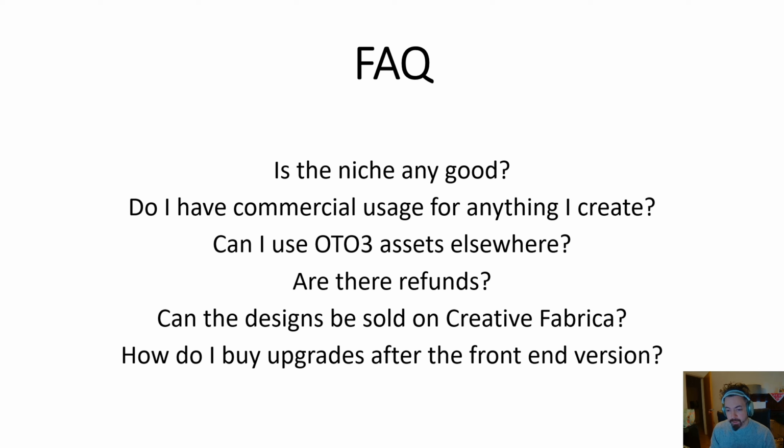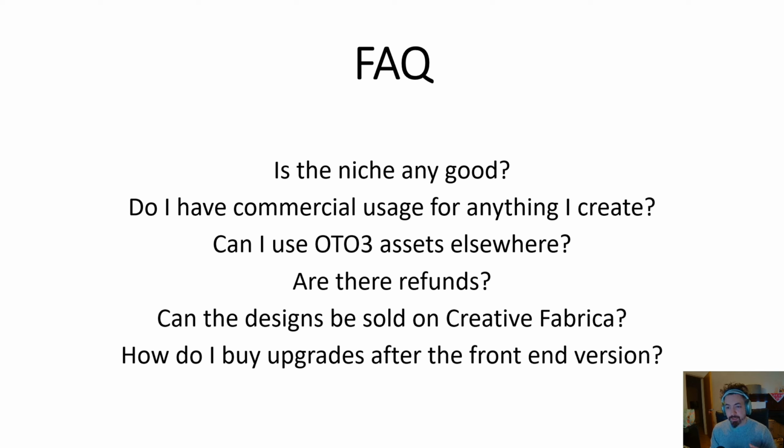And last here we have, how do I buy upgrades after the front end version? So what you're going to see, and I understand this causes some confusion for people, is that when you visit the sales page, you're presented with the front end offer. Once you've purchased that, you're then going to be presented with OTO number 1. So that is the first upgrade. Now, if you don't want OTO number 1, you scroll all the way down to the bottom of the page.